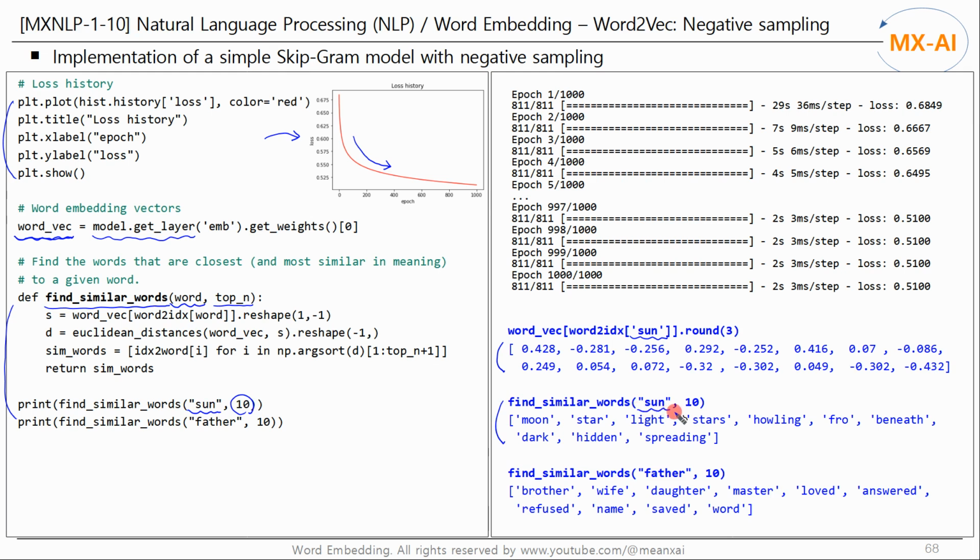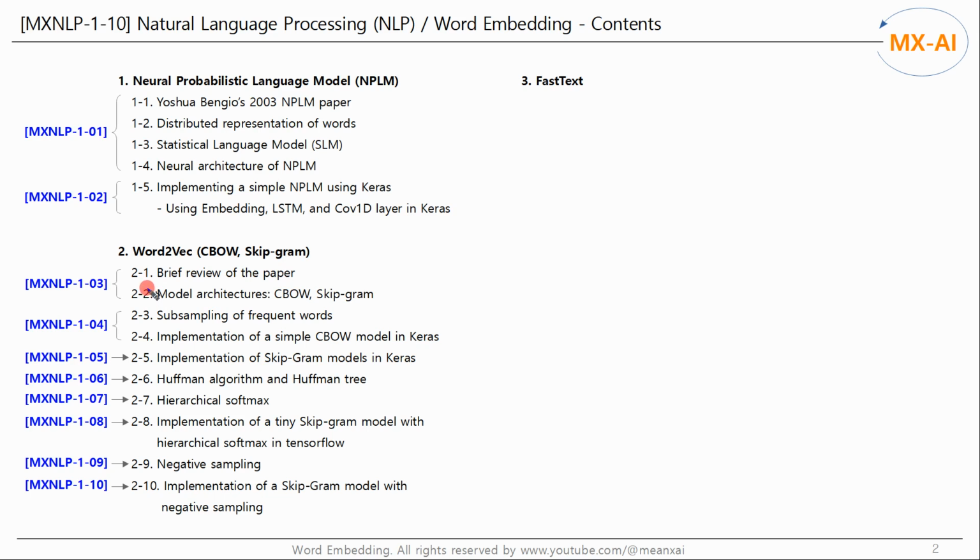The embedding vector for the word sun is similar to the embedding vectors for moon, star, etc. And the embedding vector for the word father is similar to the embedding vectors for brother, wife, etc. We can see that the embedding vectors of semantically similar words are similar to each other. In this chapter, we looked at the CBOW model and the SkipGram model through 8 videos. In the next chapter, we'll look at fastText word embeddings.